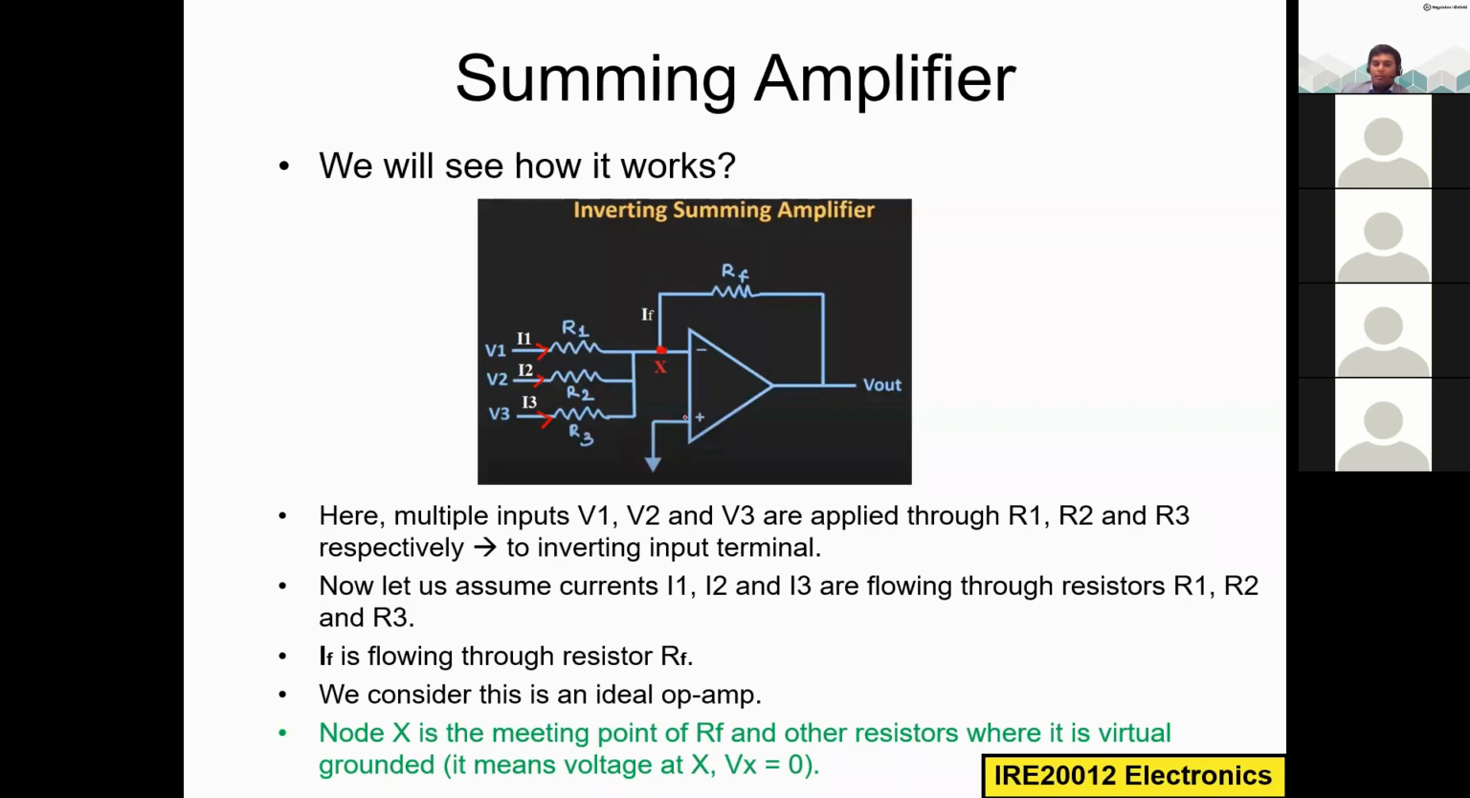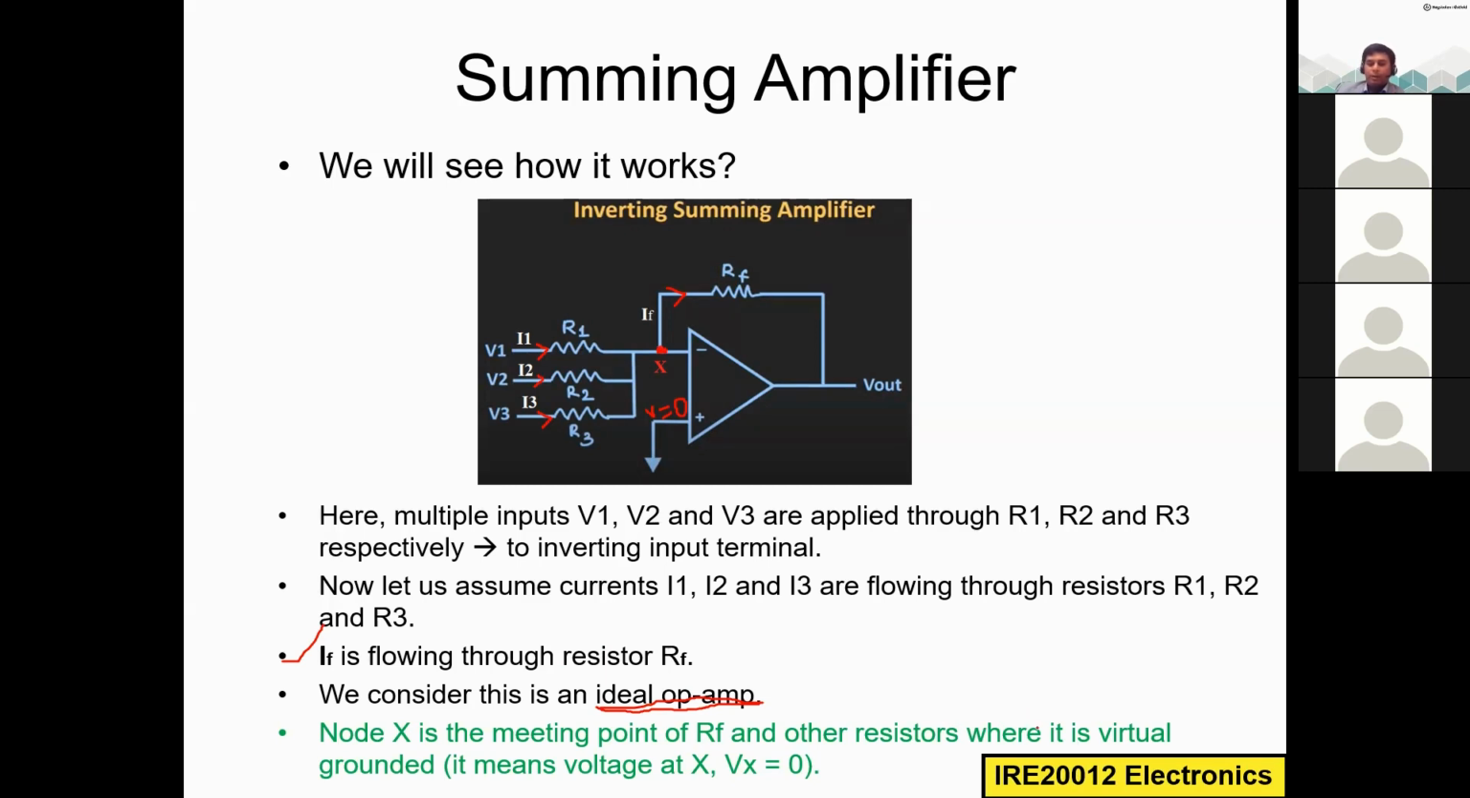The other input terminal, the positive input terminal, is grounded. So the voltage at this point or this node is 0, because this is grounded, and we have a single output. IF is the current flowing through this feedback resistor. That is what is mentioned here. And we consider this op amp as an ideal op amp. This is not a practical op amp. This is an ideal op amp for the derivations. So node X is the meeting point of RF and the other resistors.